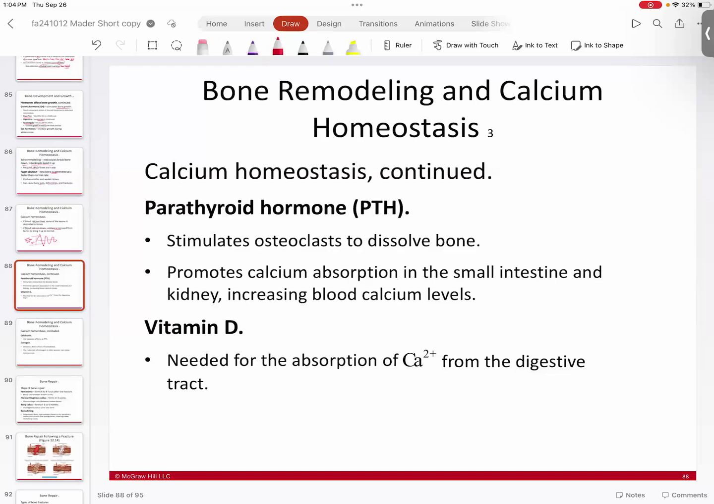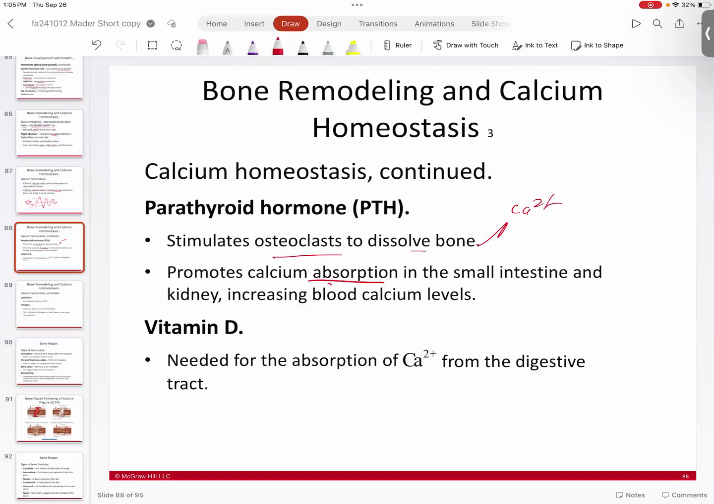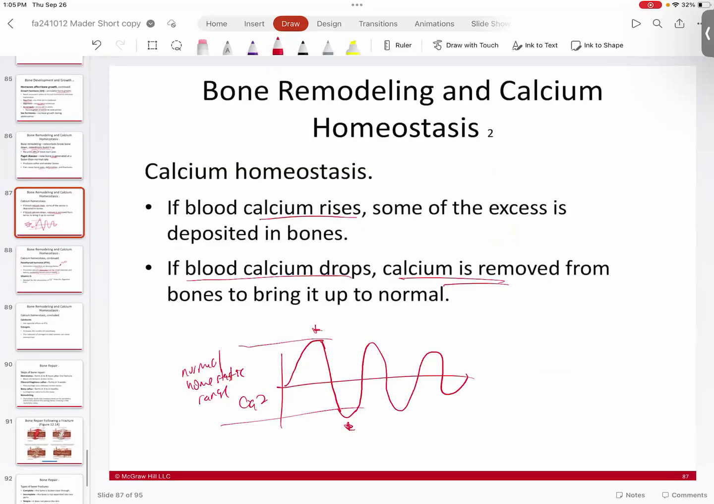So what are some of the mechanisms we see? Well, first of all, when your blood calcium levels drop, you stimulate parathyroid hormone. So this will stimulate osteoclasts to dissolve bone. That liberates calcium, and that calcium will basically go into your bloodstream, increasing your blood calcium levels. It'll also promote the absorption of calcium in your intestines when you eat it. And also it'll tell your kidneys not to lose any calcium. All of these have the effect of being this little trough response. So that's your parathyroid hormone.